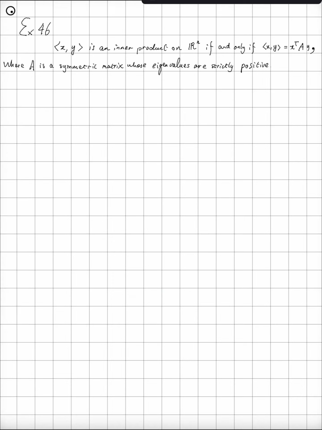Solution. So first let me put a remark. Recall that the dot product of two vectors on Rn is just x transpose y, matrix multiplication, which corresponds to A equals identity, right? In particular, this tells you that the dot product is an example of an inner product, of course, and so in that precise example, you have A symmetric and all the eigenvalues strictly positive.